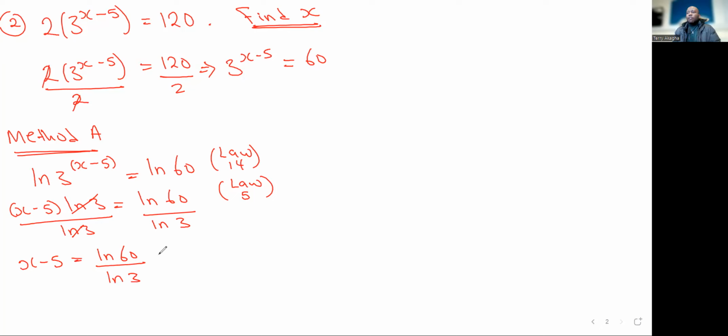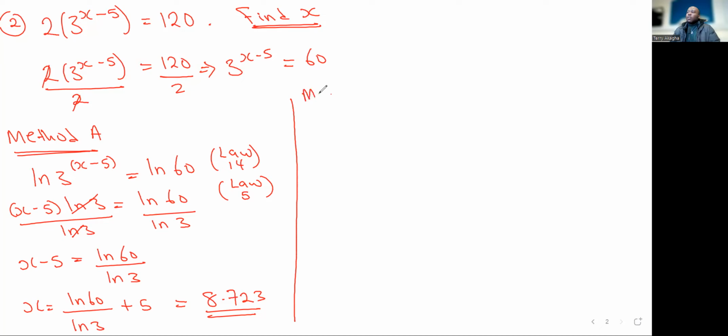Then you take 5 to the other side. So x is going to be equal to ln 60 over ln 3 plus 5. When you press your calculator for that, it should give you about 8.723. And that'll be the answer for that. Now, you can also use logarithm to solve this, the second method.